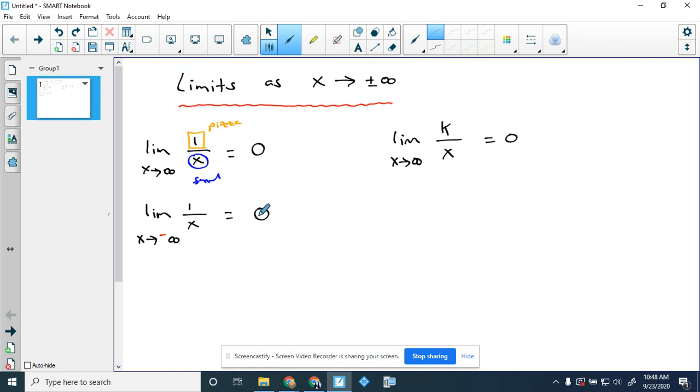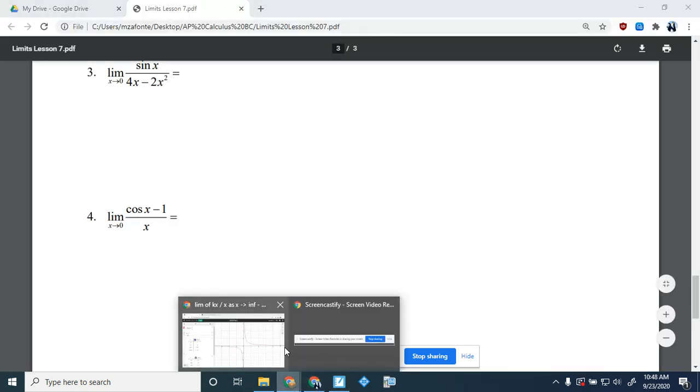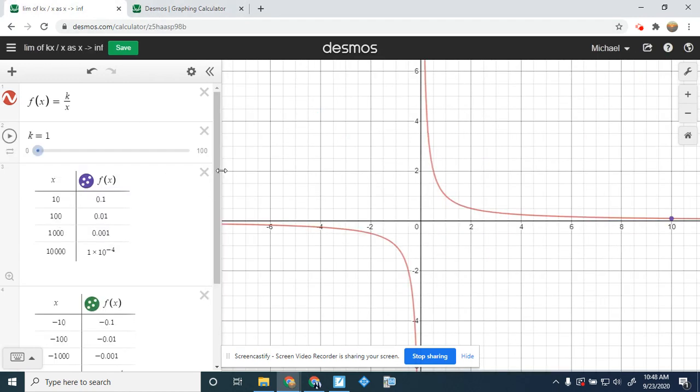So let me take a second here and show you that on Desmos, all right? So if we go over to Desmos, let's look at this guy right here, right? So what I did is I graphed k over x, and I actually put 1 in. So k is just going to be 1 right now. So 1 over x, this is what the graph looks like, right? And I did 2 tables for you. One is a table showing the x values getting larger and larger. So in other words, going to positive infinity.